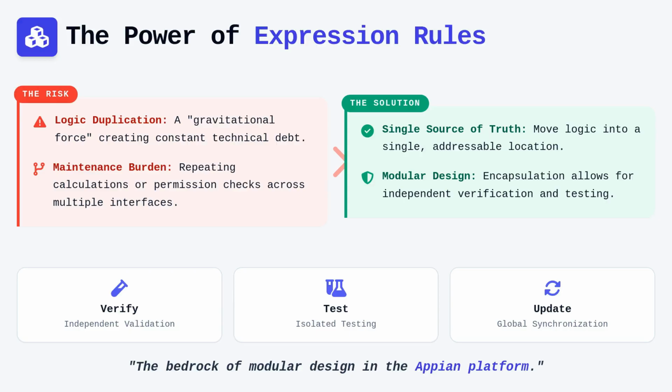This is not merely an exercise in tidiness, it is a fundamental architectural decision that dictates the long-term health of your project. When you define an expression as a discrete object, you gain the ability to verify, test, and update that logic independently of the context in which it is consumed. This encapsulation is the bedrock of modular design in the Appian platform.